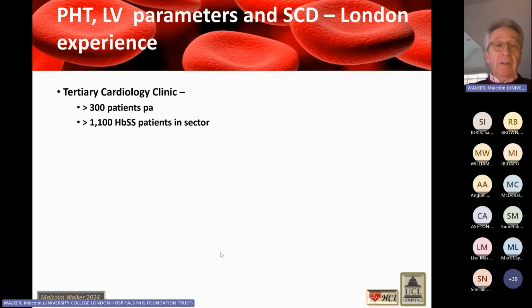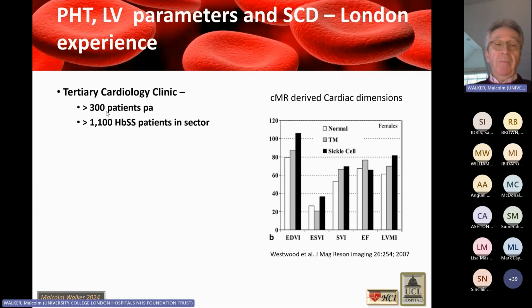Historically, and this has gone up a little now, we see about 300 homozygous sicklers per annum in the clinic. In the immediate sector of our clinic catchment area, there are about 1,100 to 1,500 patients. And just some simple data, done by my colleague Mark Westwood, now Professor Mark Westwood at Barts, published many years ago, showing the end diastolic volume index in the sickle compared to the thalassemia, compared to normals.